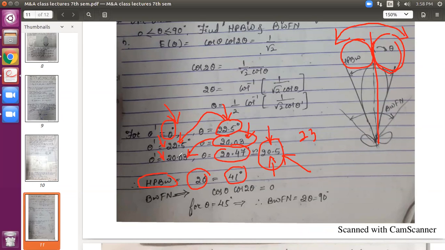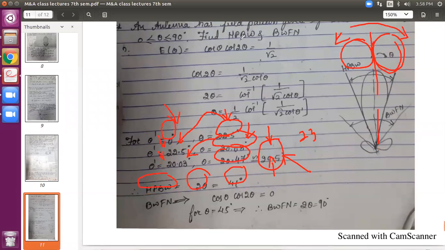Then coming to the second part, check the question has two parts. One is HPBW, the other one is BWFN. Remember, whenever we go for calculation of nulls, null points, have you heard this word null points anywhere in physics?